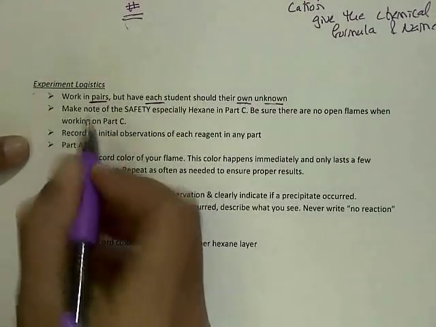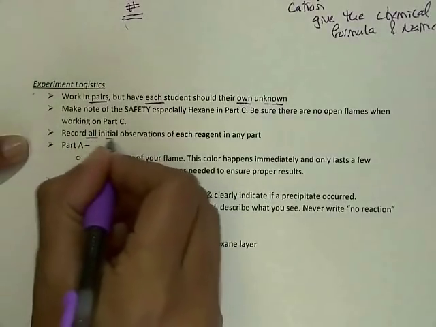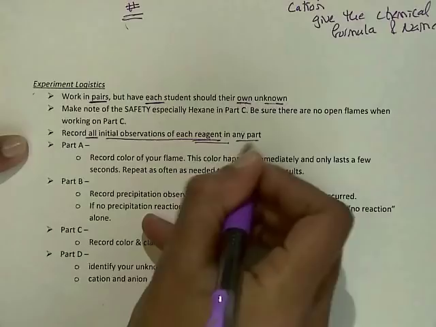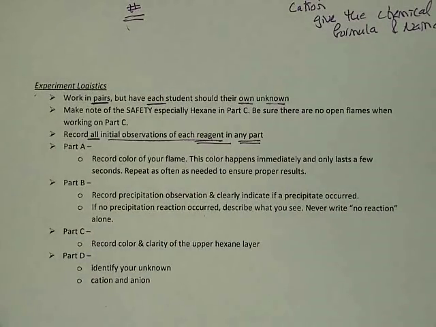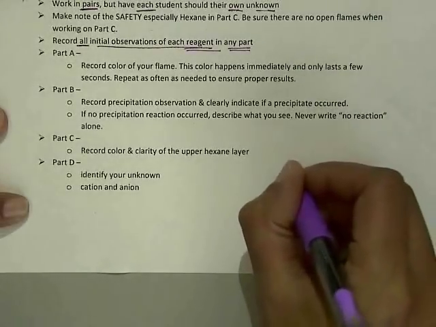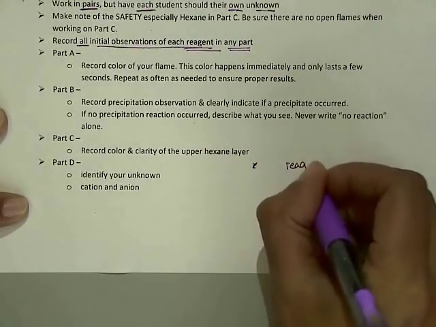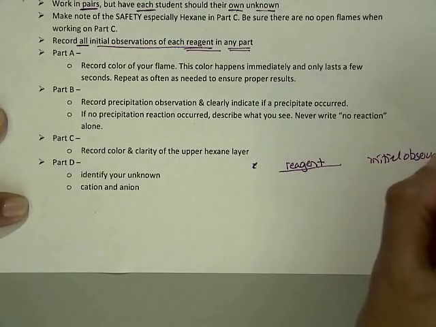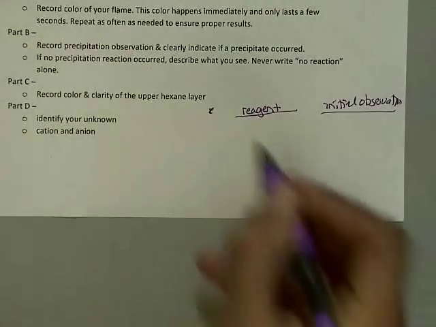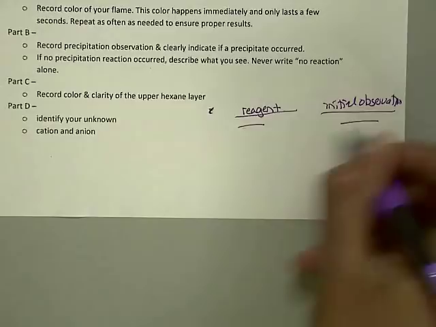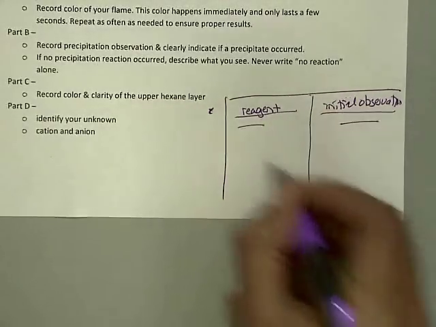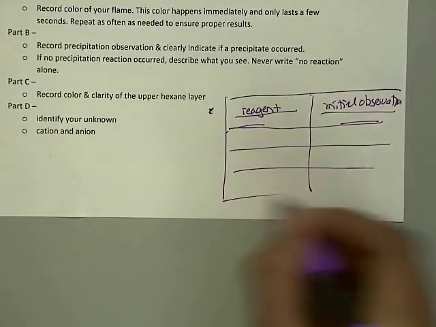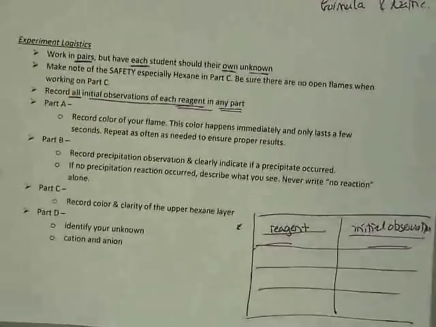As I mentioned in one of the other pre-lab lecture videos, record all initial observations of every reagent in any part. You don't have to write this over and over again. You can just write it one time. What I advise students to do is have one sheet where they record reagent and then initial observations. So if you have a sheet in the front of your lab notebook, you write down your reagent name, you write down the observations. It's in a table format because tables allow us to more clearly see what we're working with. Then you don't have to write it over and over again.